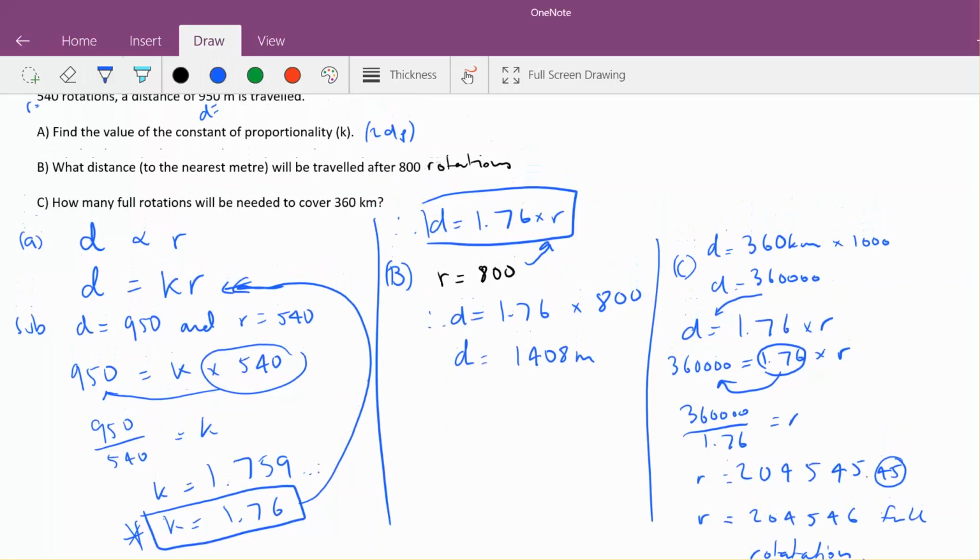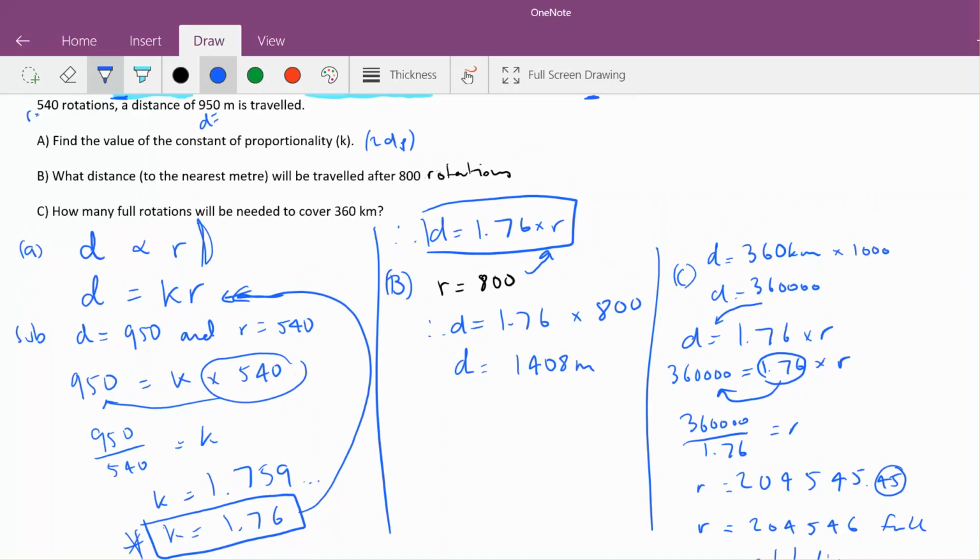So with these questions, your first step is to write this statement, a direct proportional statement. d is directly proportional to r. Then do d equals kr, find the value of k, and that will help you answer the next questions. That's it for this video. Well done.